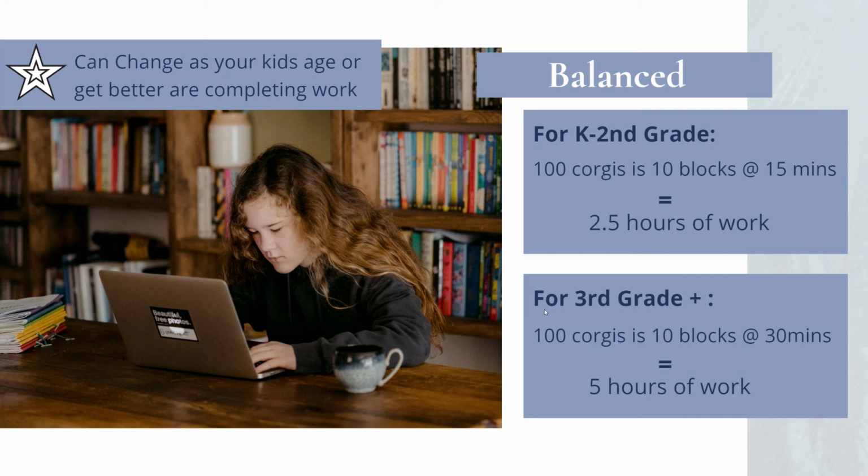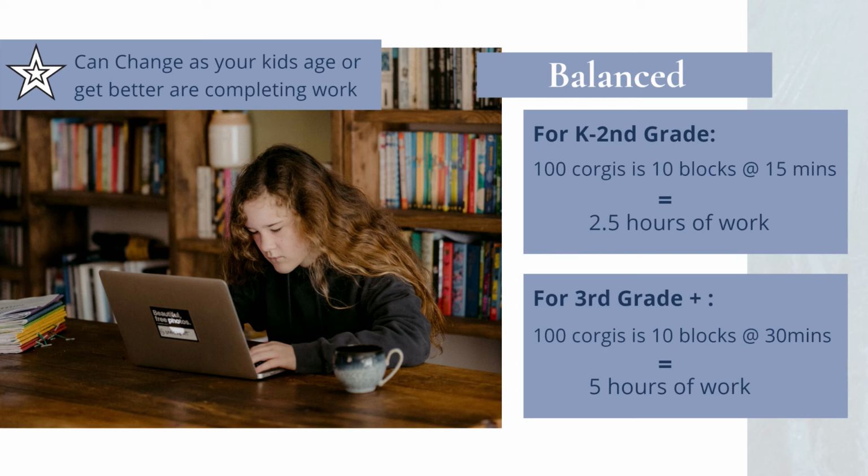If you have a child who's also in your house and is 3rd grade or above, their 100 corgis is the same 10 blocks, but each block is 30 minutes. That would equal 5 hours of work in order to get a spin. It's also important to note that you don't need to have different values for older and younger kids within the same household. Let's take a look at how it would work.